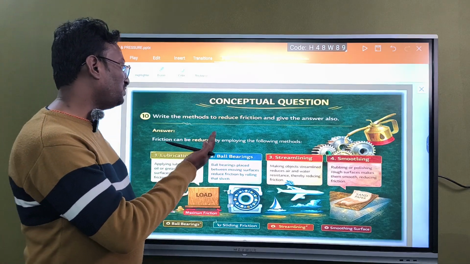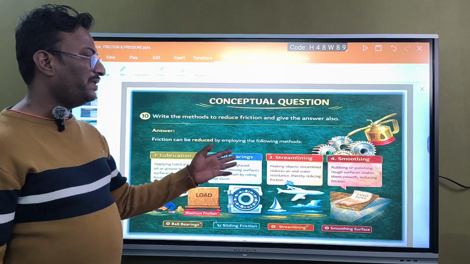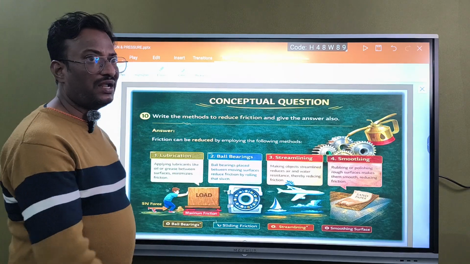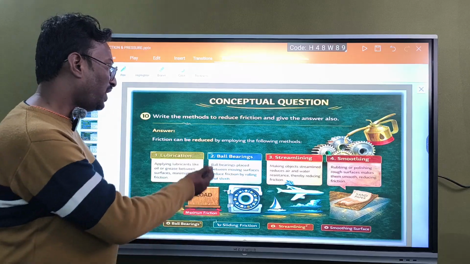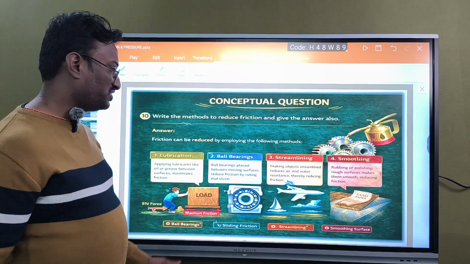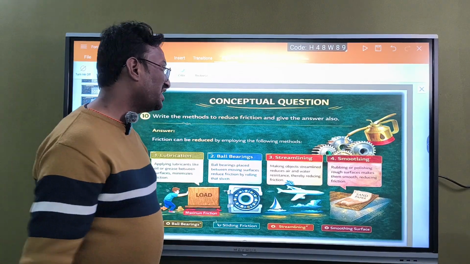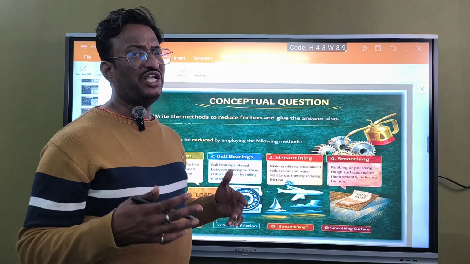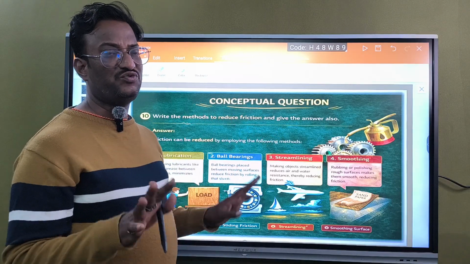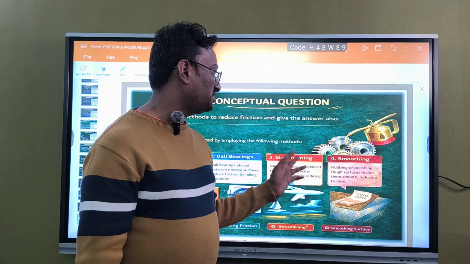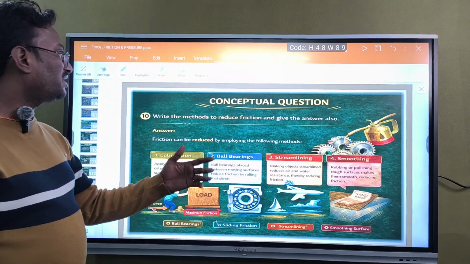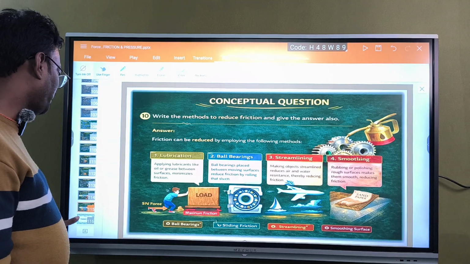And what are the methods to reduce friction? That is lubrication, ball bearing, streamlining and smoothening. Lubrication means applying oil or grease. Ball bearings placed between two moving surfaces reduce the friction. Making an object streamlined, that is in the shape of a bird in flight or a fish in swimming, is streamlining. Smoothening means rubbing or polishing the rough surfaces. These are all the ways to reduce friction.